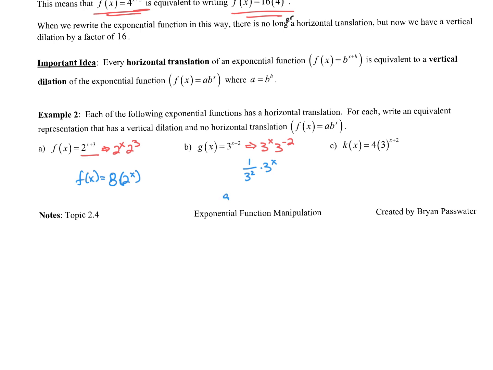1/9. And so g of x can be simplified as 1/9 times 3 to the power of x. All right, let's look at the next one. So now I have k of x is equal to 4 times 3 to the power of x plus 2. And so this one, how can we break that one down?